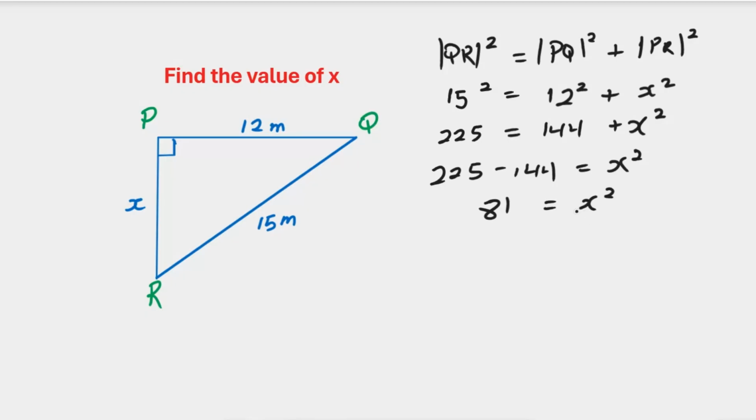Remember, we want to find x, not x squared. So I have to introduce the square roots on both sides to do away with this guy. So let's do that.